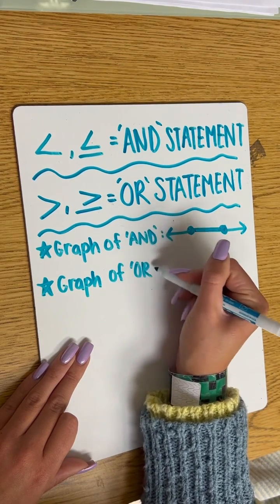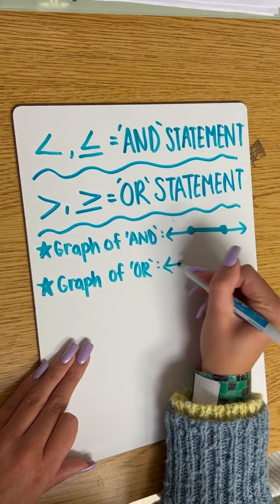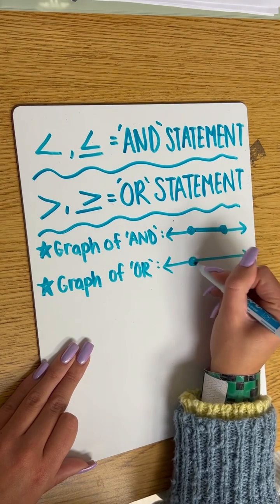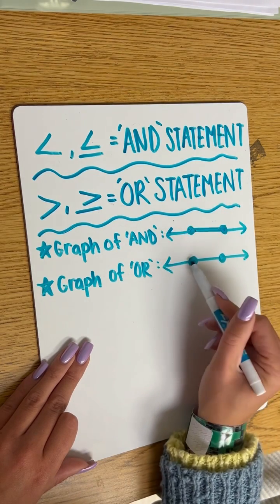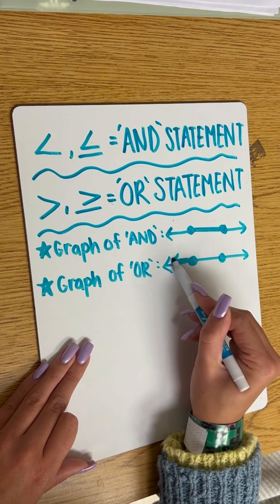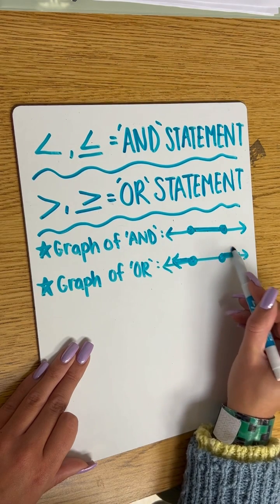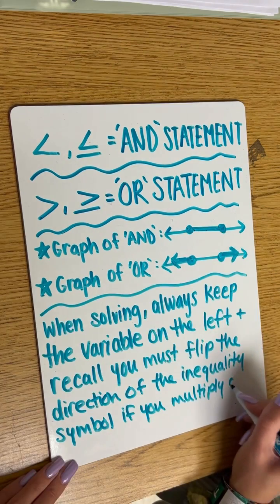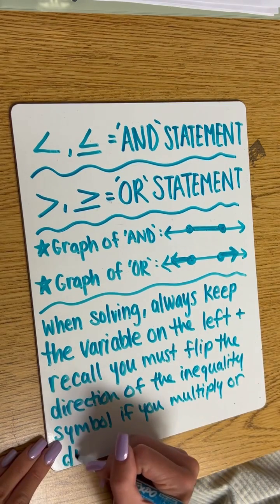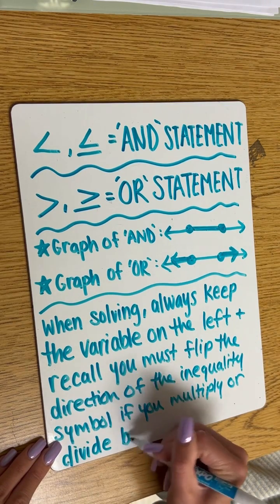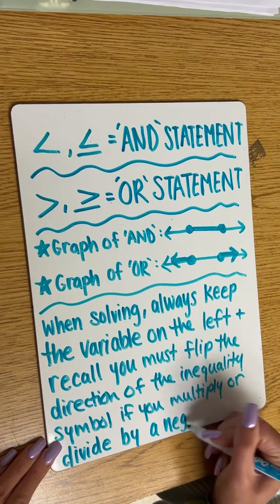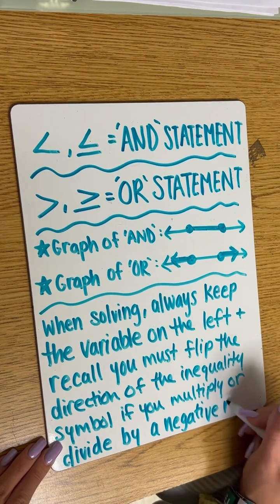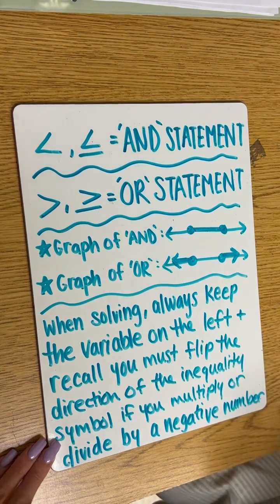If you take a look, the graph of an "and" statement will be the intersection of the two solutions, whereas the graph of an "or" statement will be facing in opposite directions. One thing to remember about inequalities is if, when you're solving, you have to multiply or divide by a negative value, this is going to flip the direction of your inequality symbol.